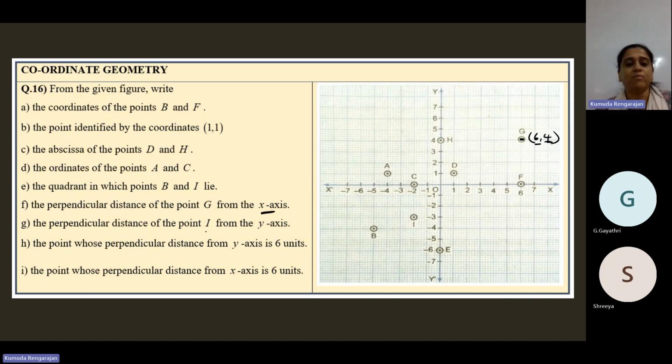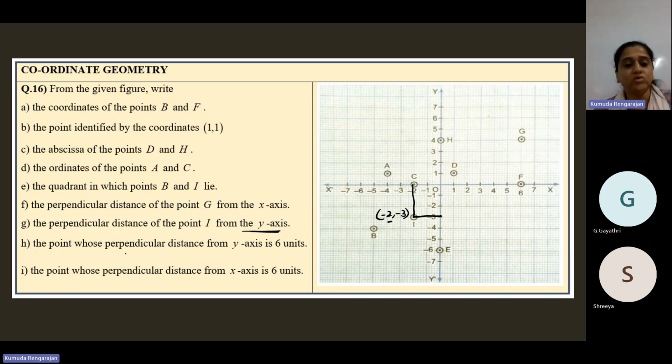The perpendicular distance of the point I from the y-axis. Where is I? This is I. What is the address of I? -2, comma, -3. So -2 is the distance from the y-axis. First one is y-axis. Second one is x-axis. The question is from the y-axis. What's the distance? 2 units. Don't say -2 units. Distance is positive.